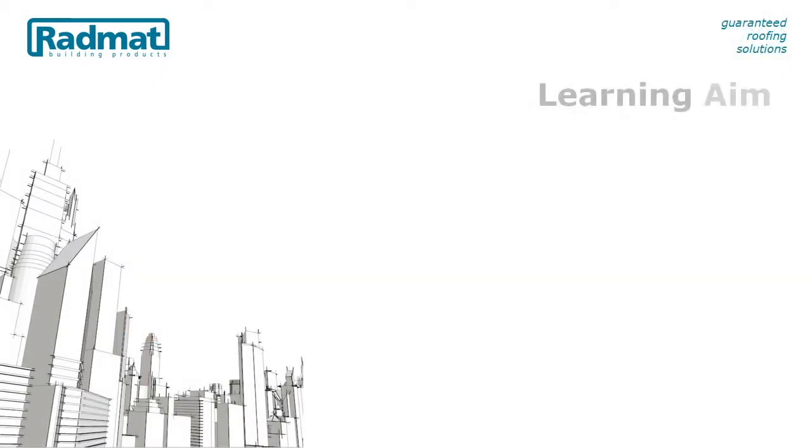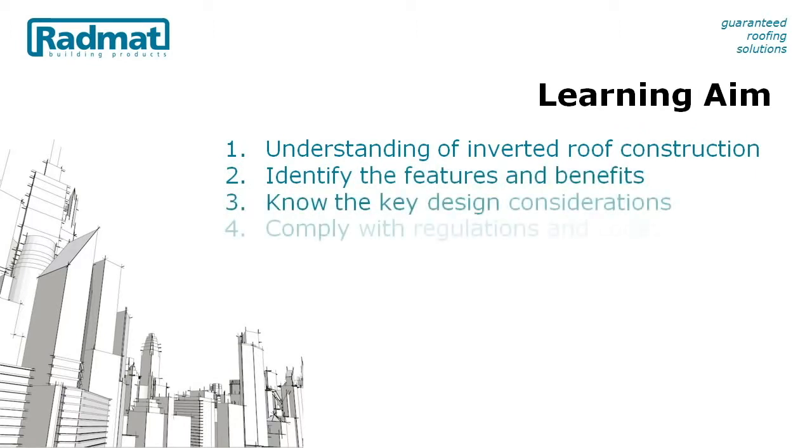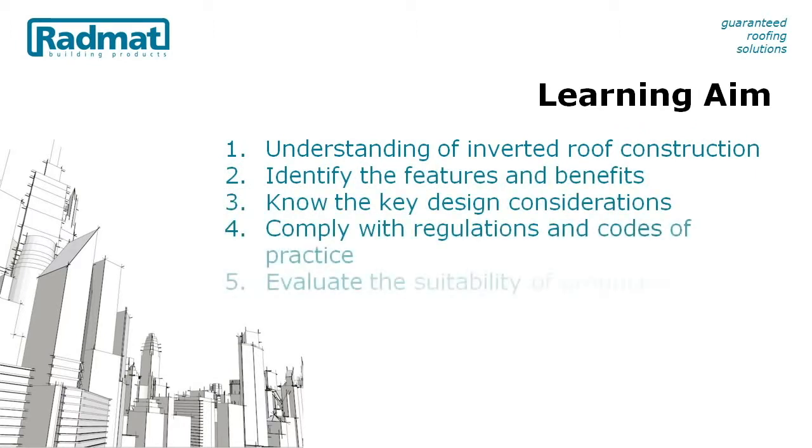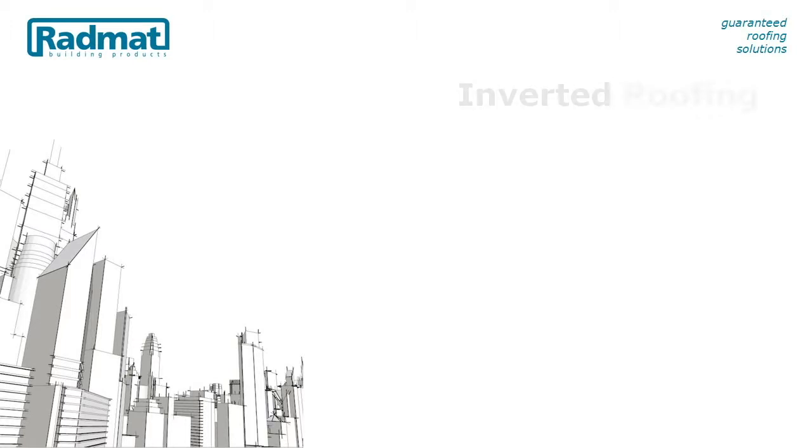We have set 5 main learning aims for this CPD. They are to assist the specifier to understand inverted roof construction, identify the features and benefits of inverted roof construction, know the key design considerations, comply with regulations and codes of practice, and be able to evaluate the suitability of product and specifications for inverted roofs.